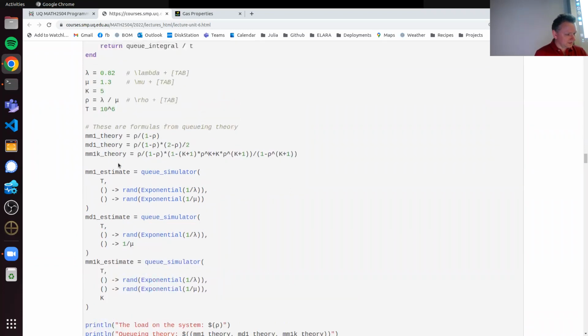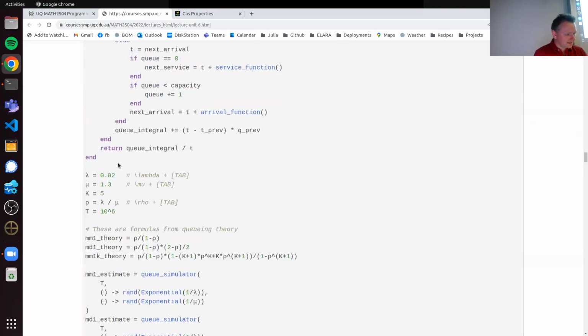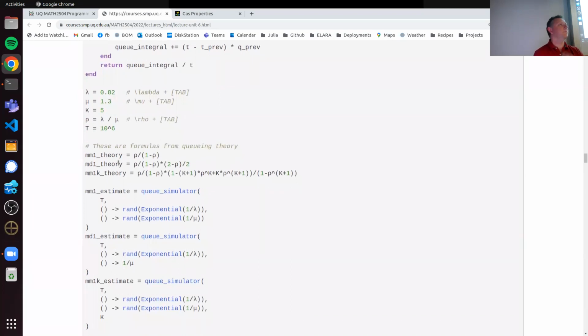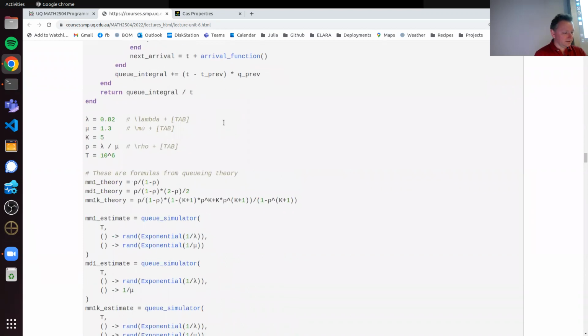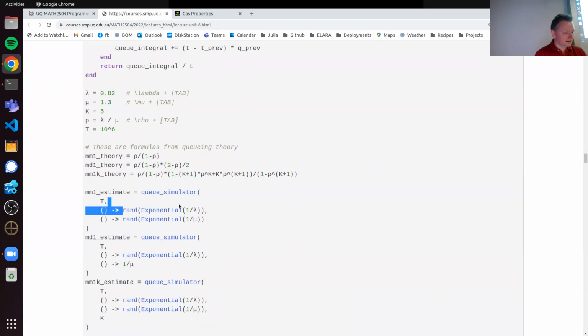And we're going to use Monte Carlo to estimate the answer, and we're going to compare the exact answers and the estimates, okay? So we run the Q simulator with 2 exponential distributions. Remember, this is an arrow function, an anonymous function. So this is the distribution for the arrival function. When you call it, you get something drawn from that distribution. When you call that one, you get something drawn from that distribution.